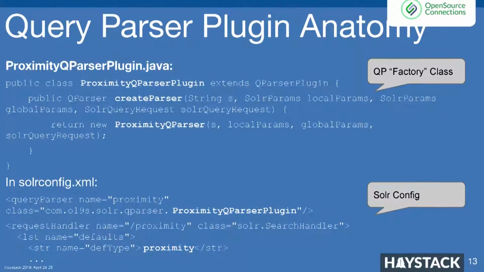Once you've got your factory class, then you declare it in your config this way with the queryParser tag. And you give it a name, whatever you want. I call it proximity here, and you give it the Java class package. This will be loaded at startup time and put on the class path. Once you've got your query parser, then you use it with the good old defType to specify your query parser in a request handler.